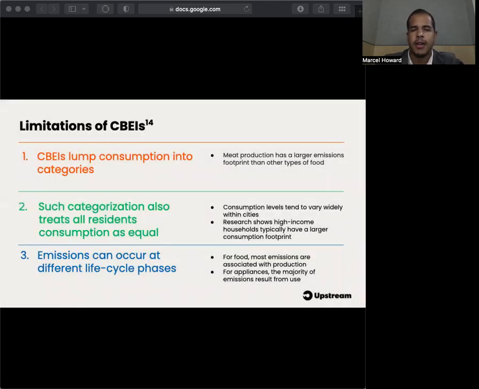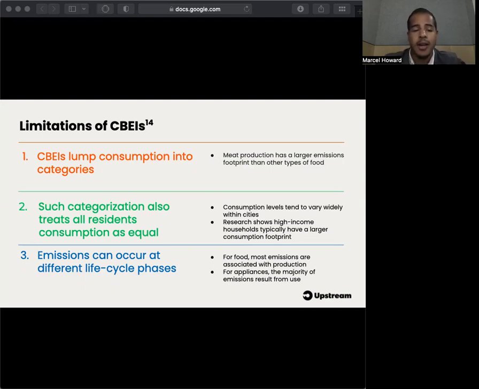Now, it's important to understand the limitations of CBIs, as these distinctions can be very important when considering and prioritizing policy interventions. First, CBIs lump consumption into categories. For example, CBIs don't show that meat production has a larger emissions footprint than other types of food, but instead it is lumped into one single category. Second, such categorization treats all residents' consumption as equal, which we know not to be true because consumption levels tend to vary widely within cities, and research shows high-income households typically have a larger consumption footprint.